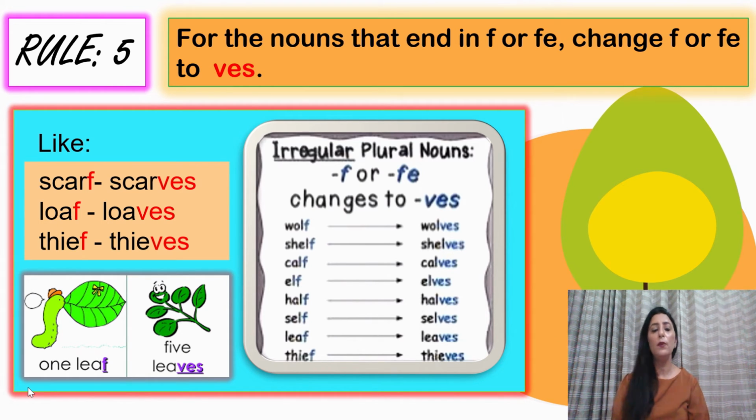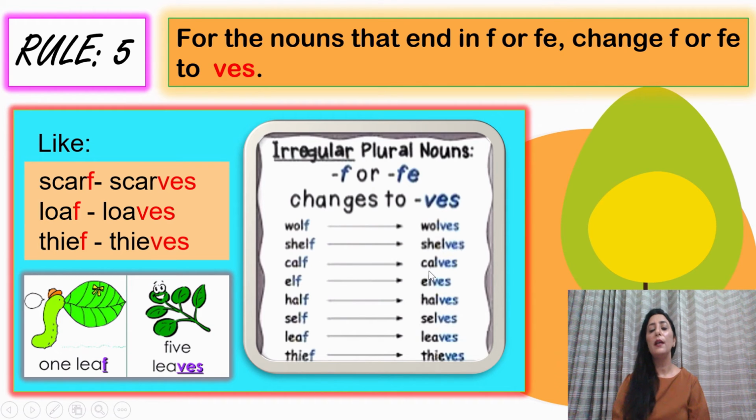It is ending with letter F. So we'll cut F and add VES to form its plural form. So thief becomes thieves. So we also have some examples here. Wolf is ending with letter F. So we'll simply cut F and add VES to form its plural form. So wolf becomes wolves. Shelf becomes shelves.